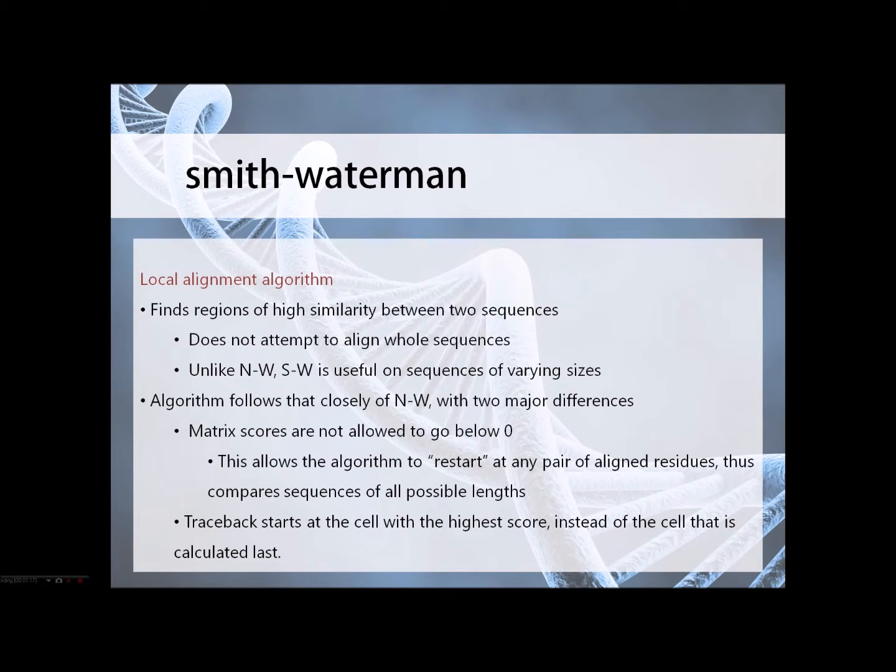I don't think I mentioned it earlier, but the NW traceback requires tracing to start at the last cell since we are aligning entire sequences. For the SW algorithm, since we are looking for optimal local alignments, we don't need to start at the end.